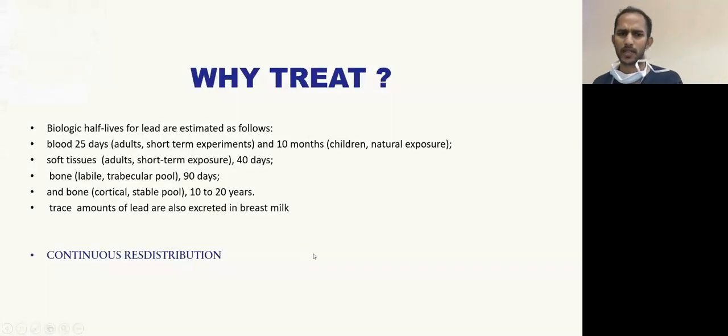So why should we treat lead poisoning? Because lead stays in the body for a very long time. In the bone, it stays for almost 10 to 20 years, whereas blood levels can stay up to 25 days in adults, and in children up to 10 months. There is continuous redistribution from the bone to the soft tissues, the blood, and the urine.